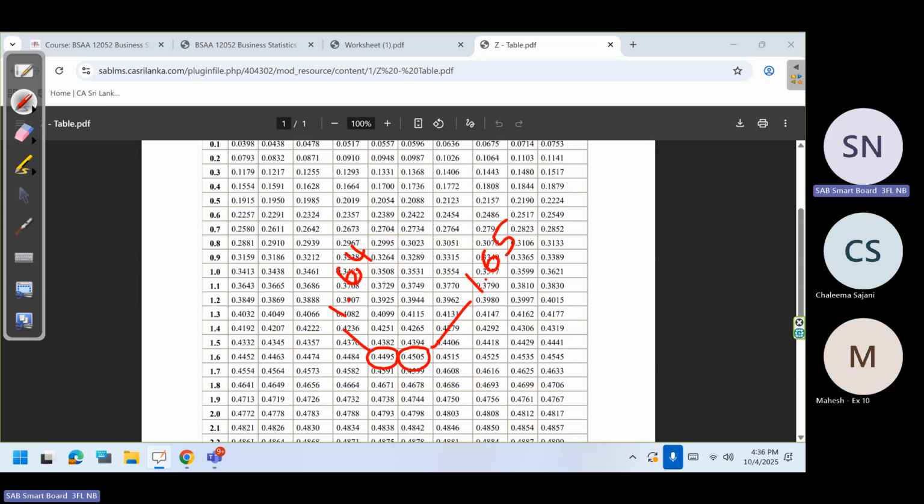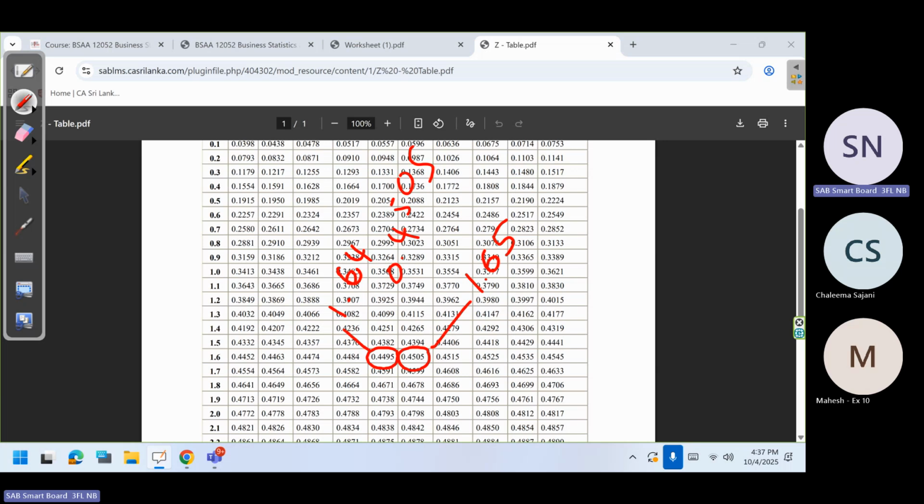Then we check which one is the nearest to the particular probability value. We need 4500. Which one is nearest? We need 4500. Which one is nearest to this one? This one or this one? Or both? How do we find the nearest one?